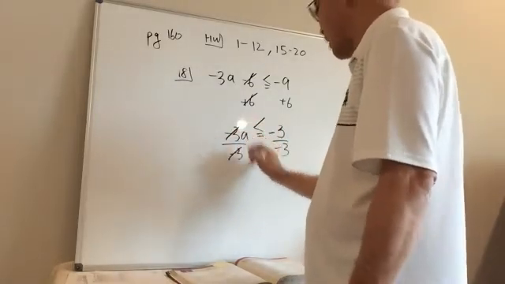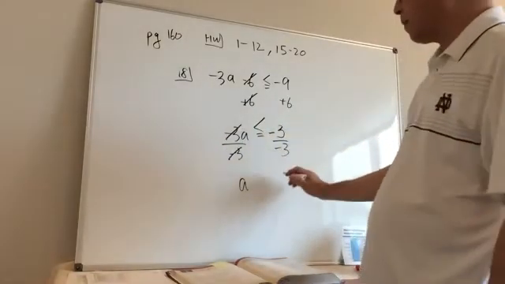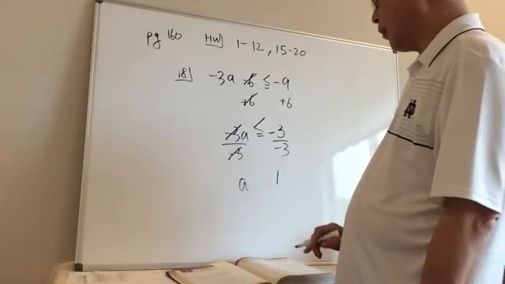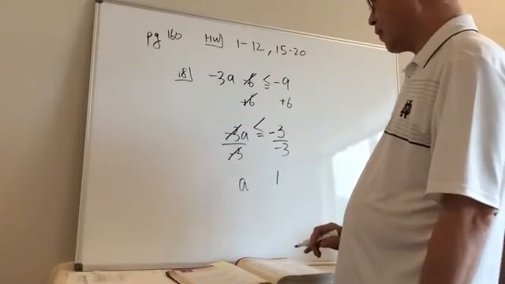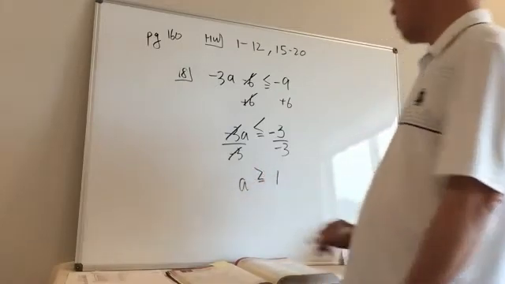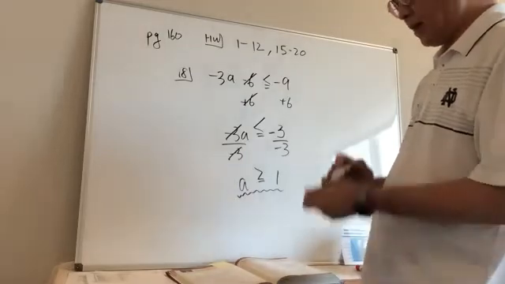I have only a left. What is negative 3 divided by negative 3? Positive 1. That'll be 1. Now what do I have to do? Flip the inequality. I have to flip the inequality because I divided by a negative number, right? So this here is going to be your final answer. All right, good work.